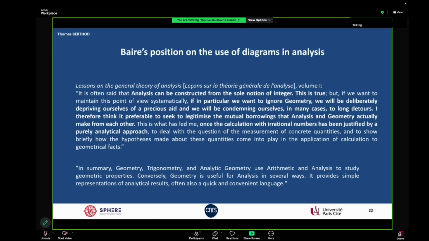So for example, you could say in a section that geometry, trigonometry, and analytic geometry use arithmetic and analysis to study geometric properties. But conversely, geometry is useful for analysis in several ways. It provides simple representation of analytical results, often also a quick and convenient language. And here you have also this idea of mutual borrowings between analysis and geometry. And I think that Baire had this diagram in mind when he wrote this passage.